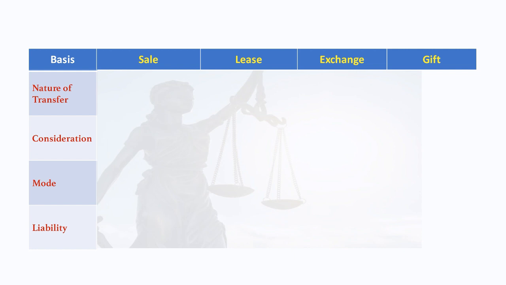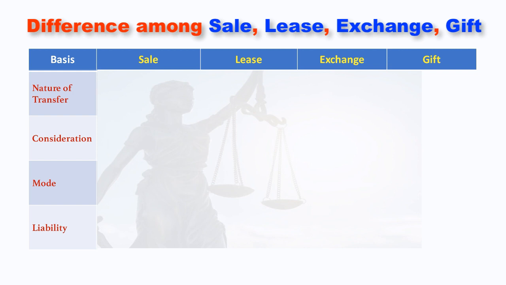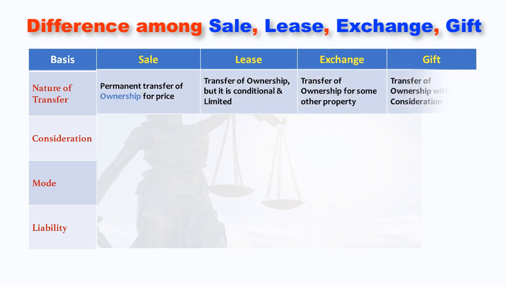It is a comparative analysis of modes of transfer of property. The first column is the difference based on, that is the basis, and then subsequently sale, lease, exchange, gift. So based on the nature of transfer, how are these terms distinct from each other? Let's check it out. In sale, the nature of transfer is permanent and money is given against the property. Similarly, in lease, the transfer of ownership is conditional and for a limited period of time.